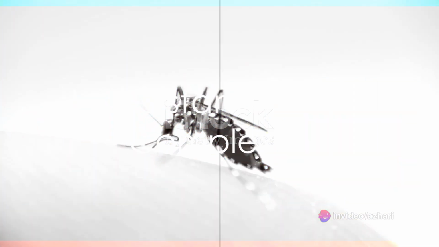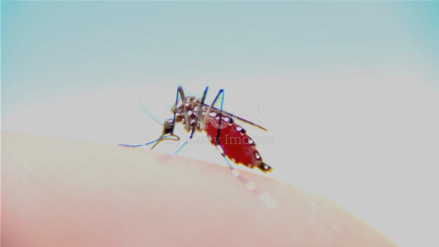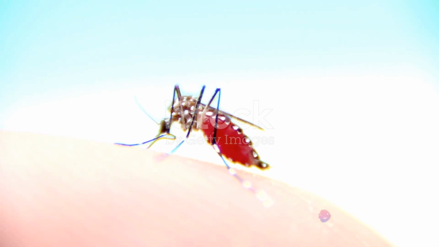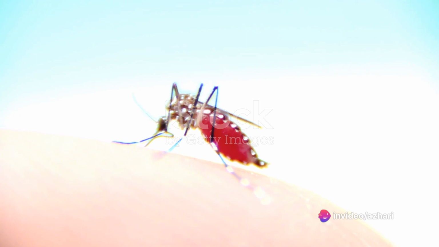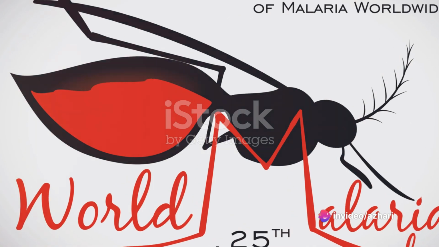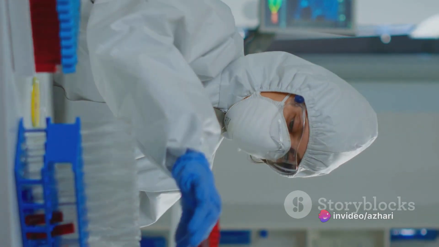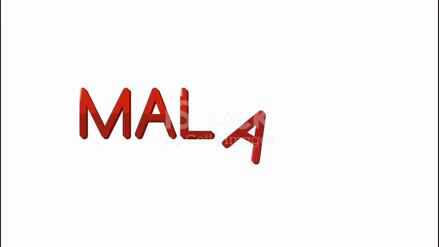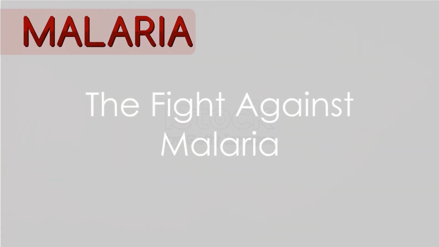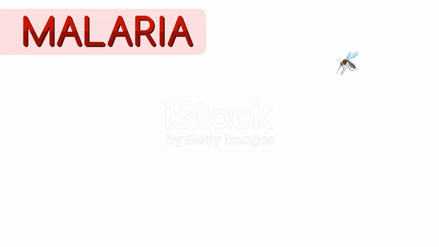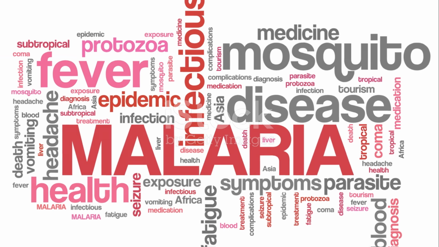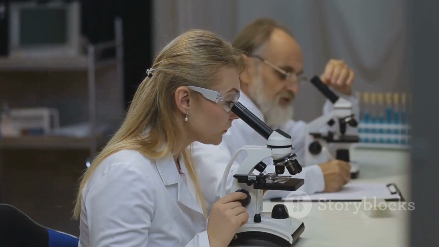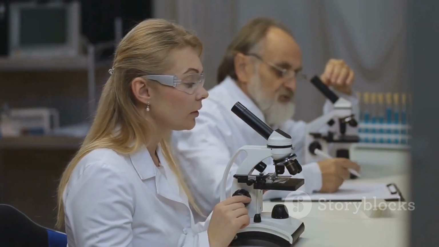This intricate life cycle of the malaria parasite, with its multiple stages and transformations, underlines the complexity of this disease and the challenges involved in its prevention and treatment. Yet, understanding this cycle is fundamental to developing effective strategies to combat this deadly disease. The fight against malaria is, in essence, a fight against this tiny yet formidable parasite and its complex life cycle. It is a fight that humanity has been waging for centuries, and one that we must continue until malaria is eradicated once and for all.